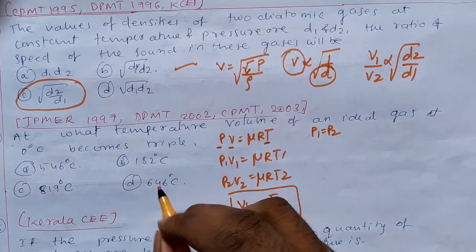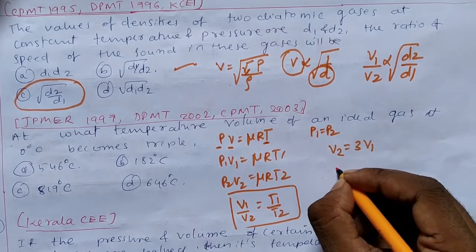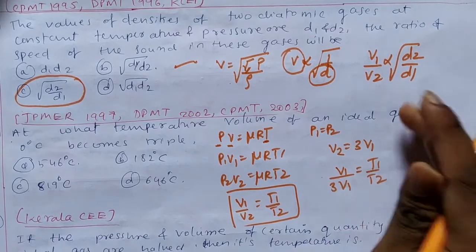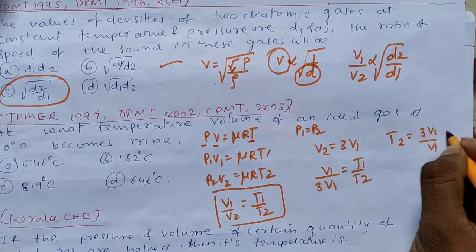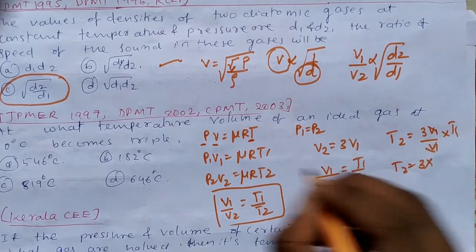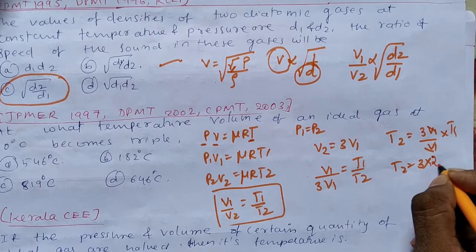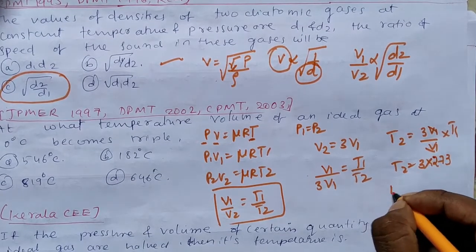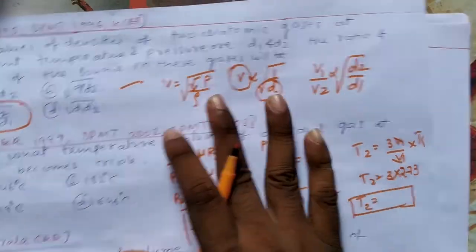So at what temperature is the volume triple, they are asking. That means V2 has to be 3V1. That is, V1 divided by 3V1 is equal to T1 by T2. See, T2 has to be calculated. T2 is equal to 3V1 by V1 into T1. V1 gets cancelled, so 3 into 0 degree Celsius. 0 degree Celsius in the sense what? 273 Kelvin. So T2 you can calculate and convert it into degree Celsius. You will get the answer.